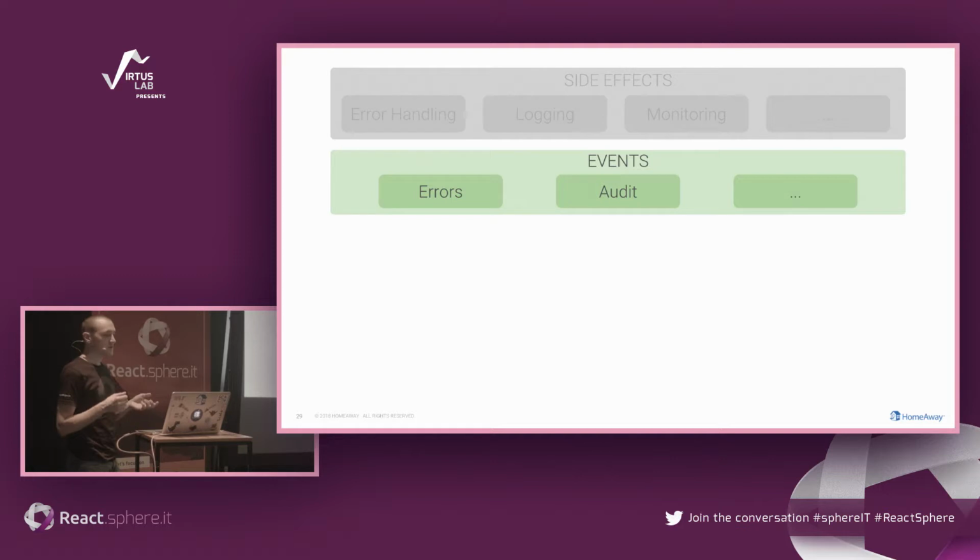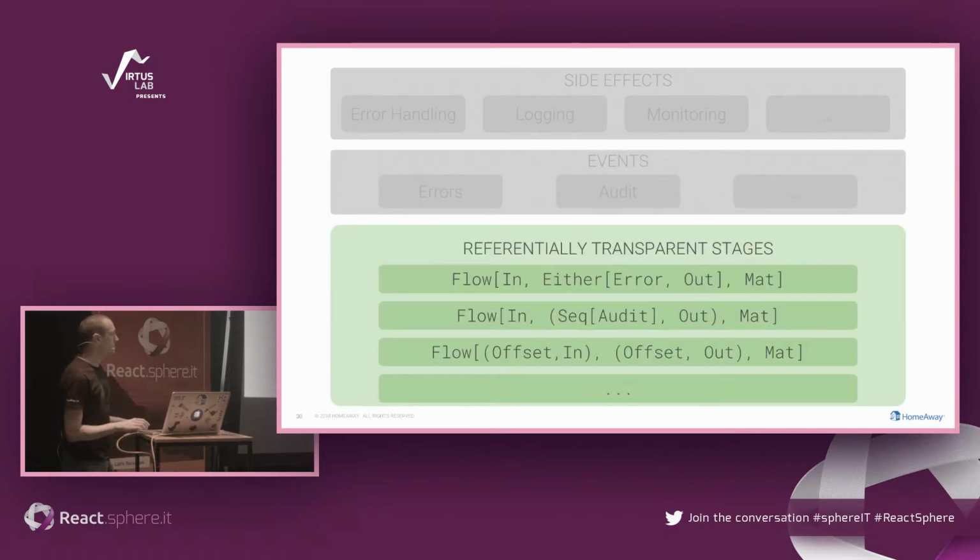So this is not just valid for errors. You can do the same with audit messages, any kind of metadata that you might want to record through your system. So when designing your stages, this basically translates into much richer, more complex types. And these on the slides are just a couple of examples, right? The first one is a flow that can produce either an error or a result. The second one always produces a result, but also produces a bunch of audit messages, for instance, which might explain how the result was calculated. The third one is a pass-through flow that carries over some kind of offset that might be coming from Kafka. These are just examples.